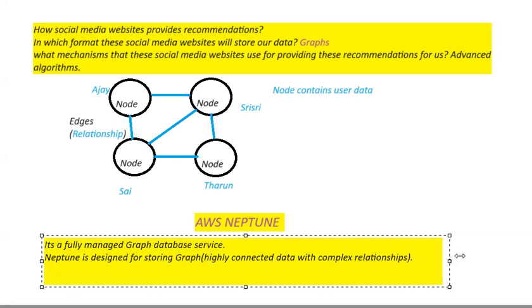So what is Neptune designed for? It is designed for storing graphs, and you are also able to query them. After storing your data, you can query these graphs, that is, highly connected data with complex relationships.